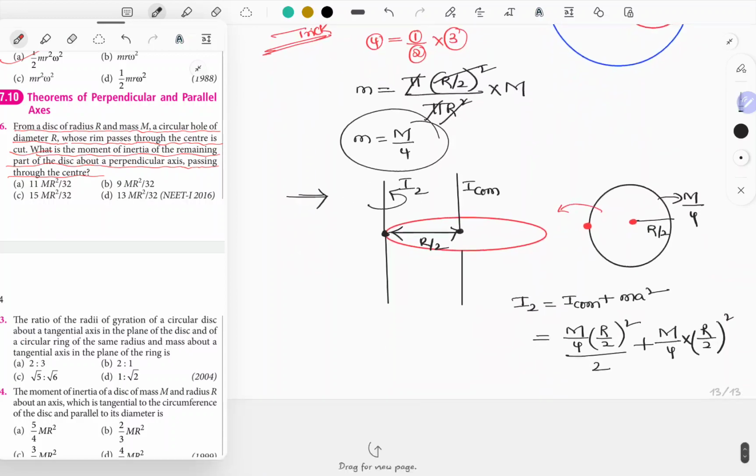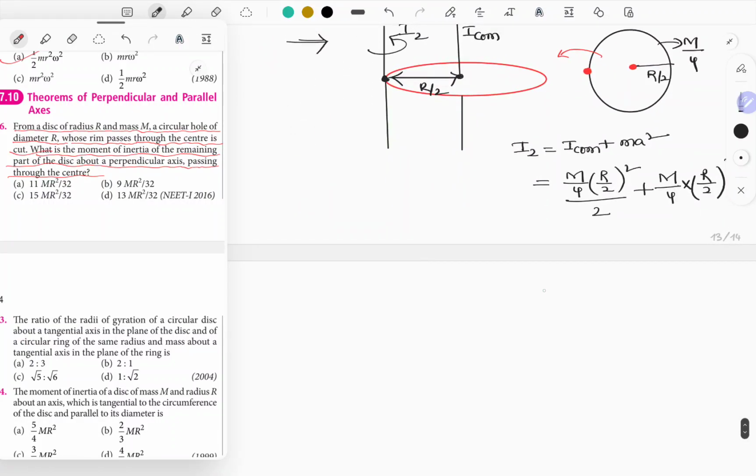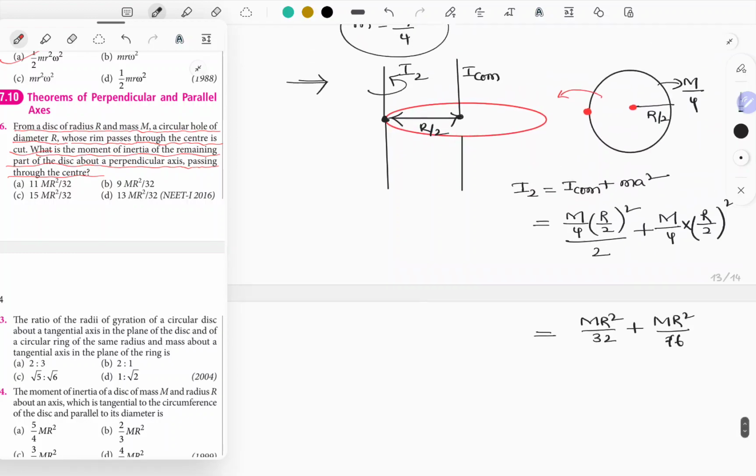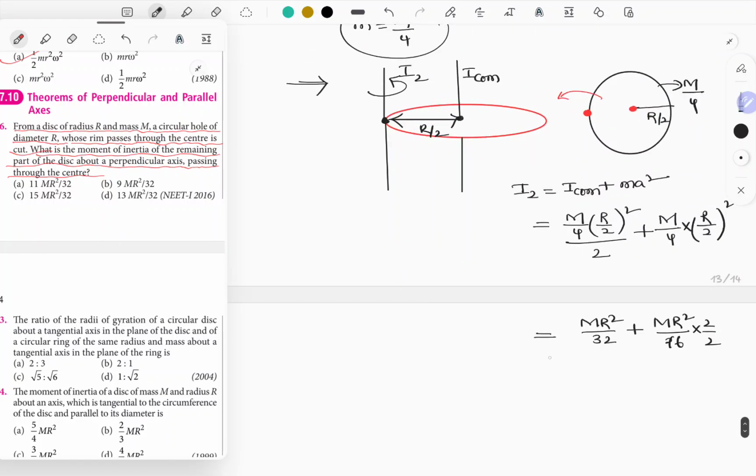So what is the value we are going to get? m by 4 into r square by 4, 4 4s are 16, 16 into 2 is 32, so we get m r square by 32, plus m into r square by 16. Multiply by 2 and divide by 2 to equate the denominators. Then finally we get 3 m r square by 32. This is the moment of inertia of the removed object.